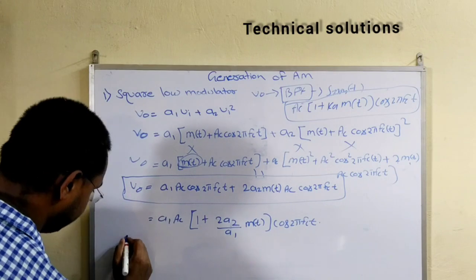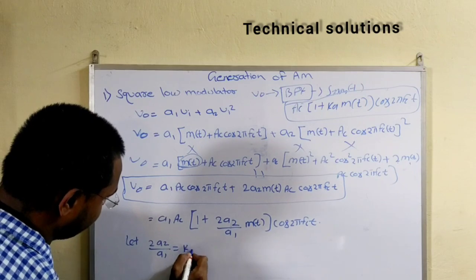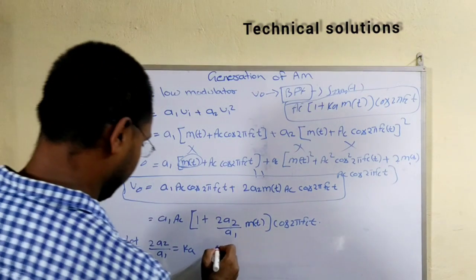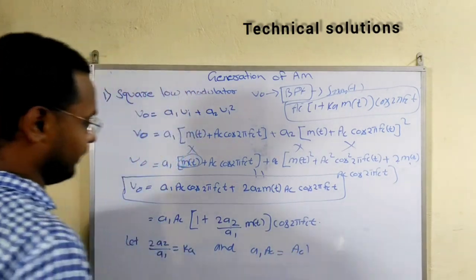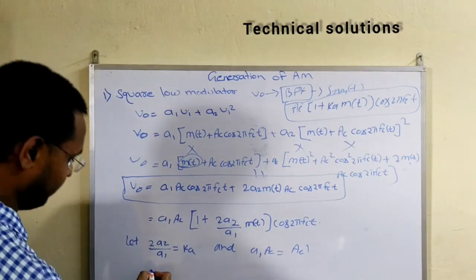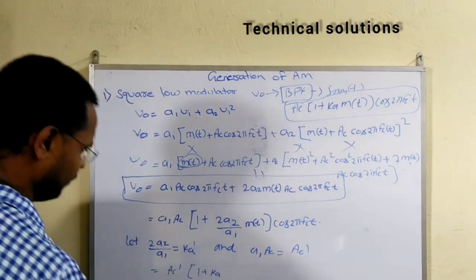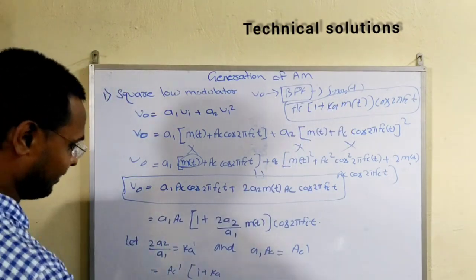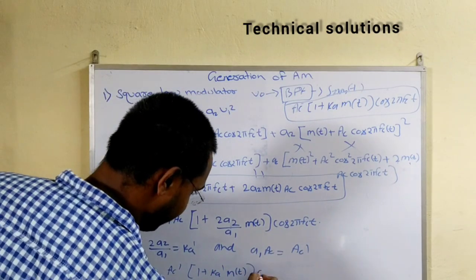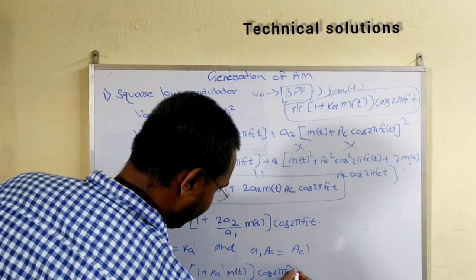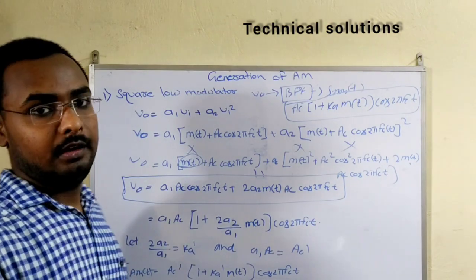Fine. Let 2A2 by A1 be k and A1 AC be AC dash. Then our new term is AC dash (1 plus k) Mt cos 2 pi Fct, and this is our desired AM signal.